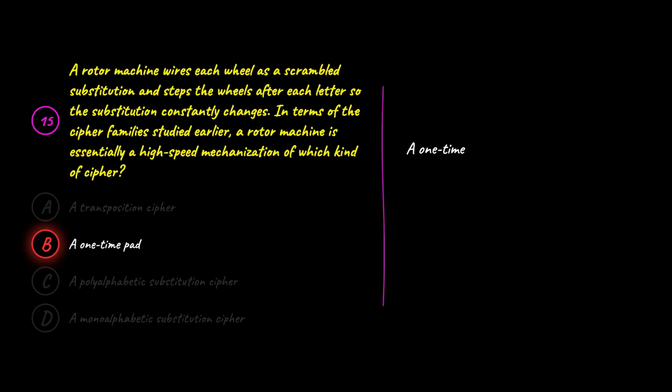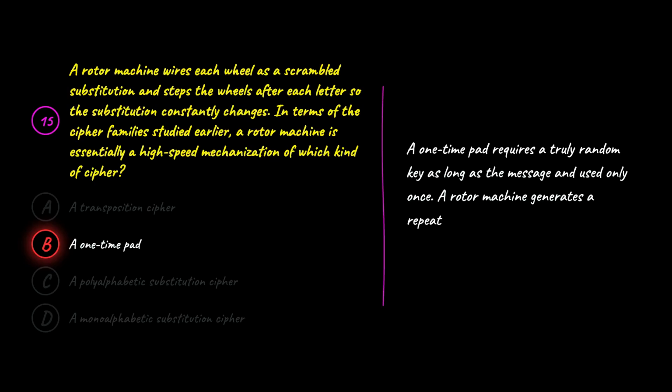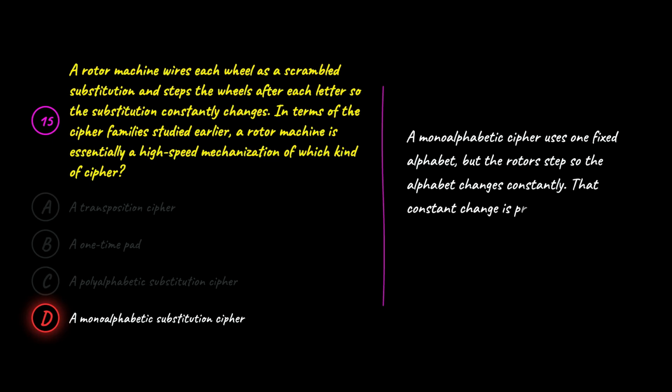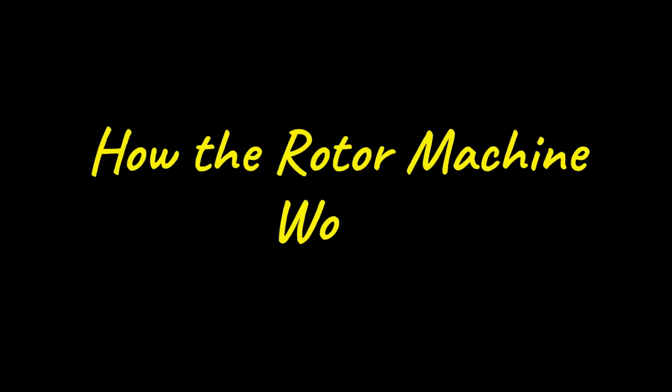B is wrong because a one-time pad requires a truly random key as long as the message and used only once. A rotor machine generates a repeating deterministic sequence of alphabets, so it is not a one-time pad. D is wrong because a monoalphabetic cipher uses one fixed alphabet, but the rotor steps so the alphabet changes constantly. That constant change is precisely what makes it polyalphabetic rather than monoalphabetic. A rotor machine mechanizes polyalphabetic substitution at high speed, and the rotor itself is the key to understanding it all.